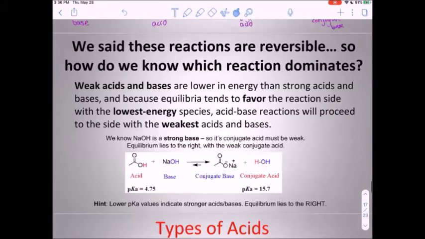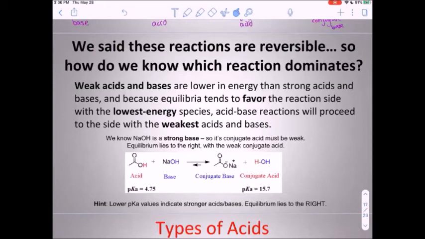So now we alluded to this earlier. We know that these reactions are reversible. So how do we know which of these reactions is the one that's actually going to take place, the forward or the reverse reaction? Weak acids and bases have less energy than strong acids and bases. And we know that equilibrium will favor the side with the lowest energy. Everything tends towards the lowest energy. So in this case, our acid-base reaction is going to proceed to the side that has the weakest acids and bases.